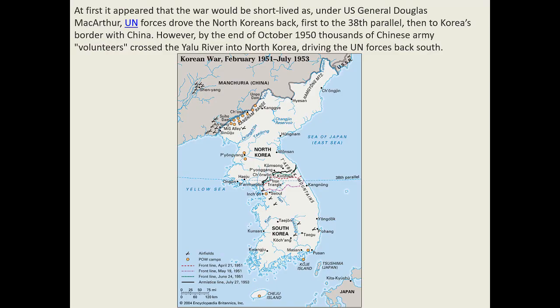It appeared that the war would be short-lived. Under U.S. General Douglas MacArthur, U.N. forces drove the North Koreans back, first to the 30th parallel, then to Korea's border with China. However, by the end of October 1950, thousands of Chinese army volunteers crossed the Yalu River into North Korea, driving the U.N. forces back south, of course.